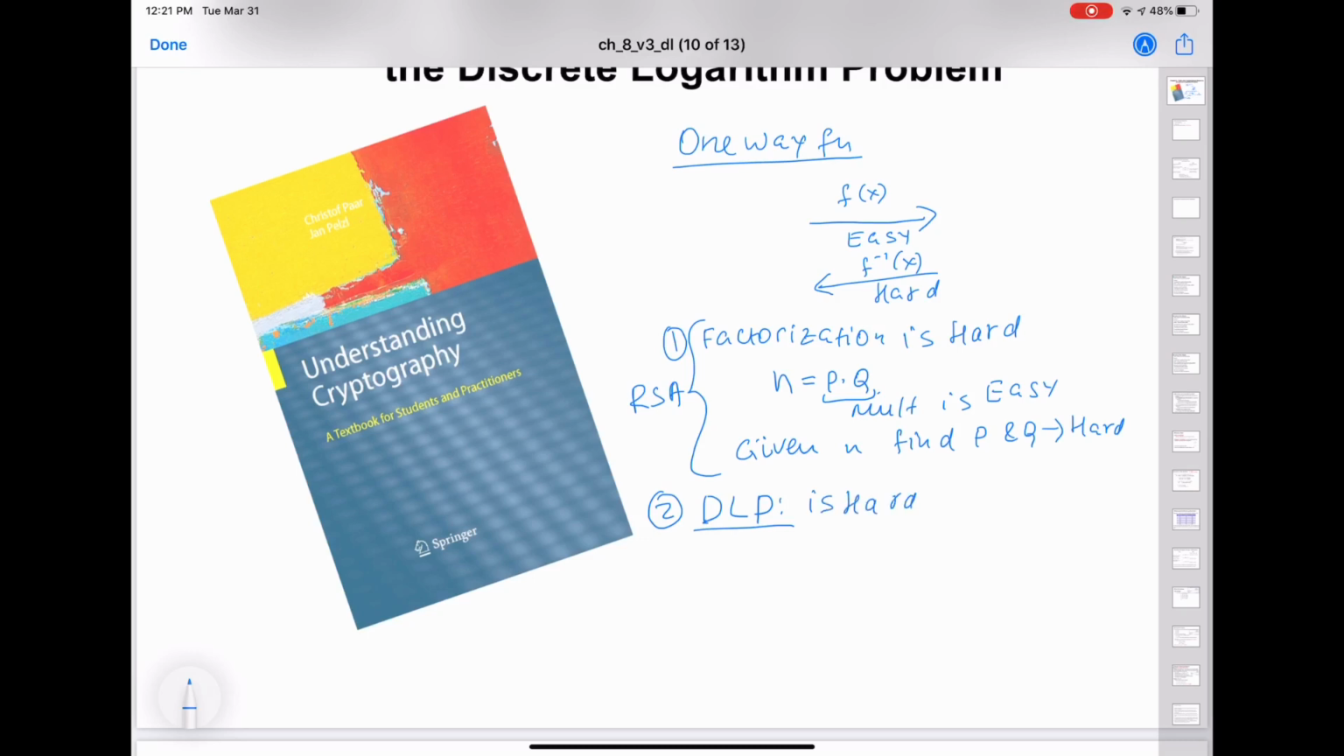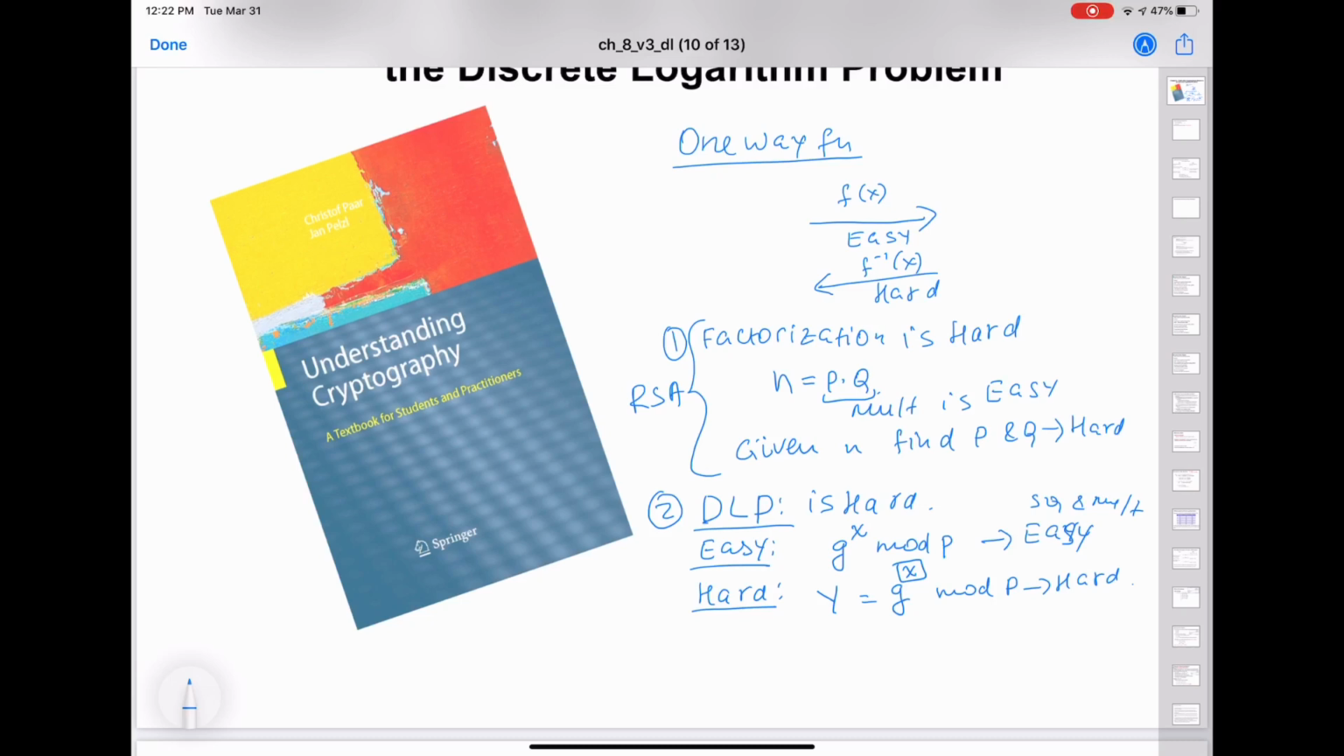What is hard? First of all, let's talk about what is easy before I talk about what is hard. Given the base, given x, and given modulo p, evaluating the power is easy because I can use the square and multiply algorithm. But what is hard is, given y, and also given the base, another element g, modulo p, to find the exponent x. This is hard.